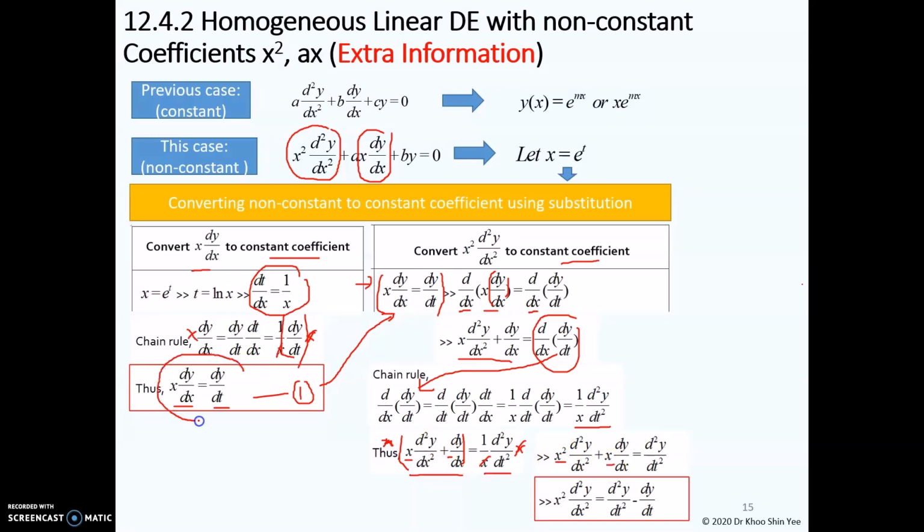From the equation 1 here, let's substitute x dy over dx equal to dy over dt. So this can be equal to dy over dt. And when we bring this to the right hand side, it becomes negative, which is this term. So this is the second formula.